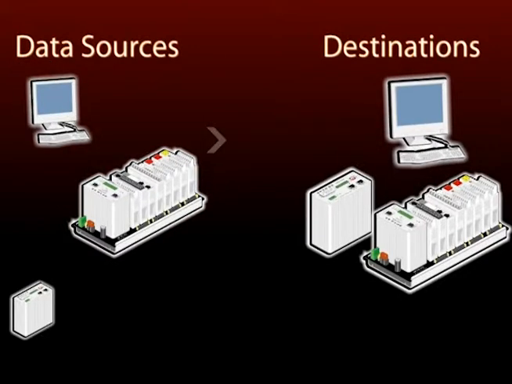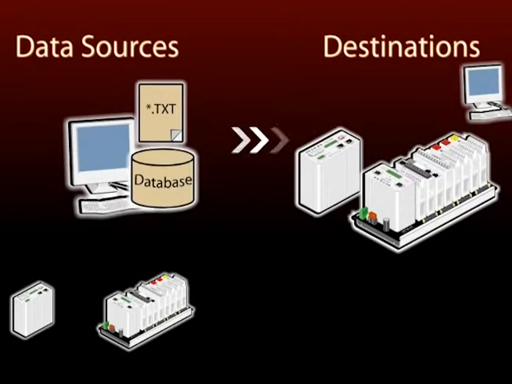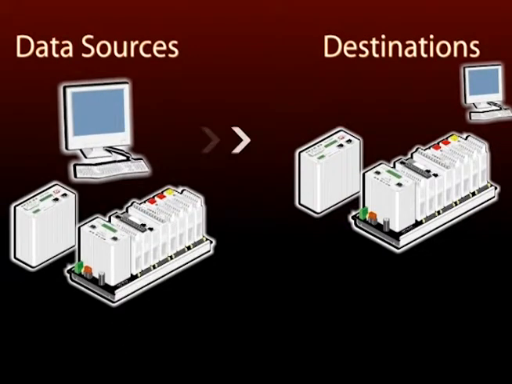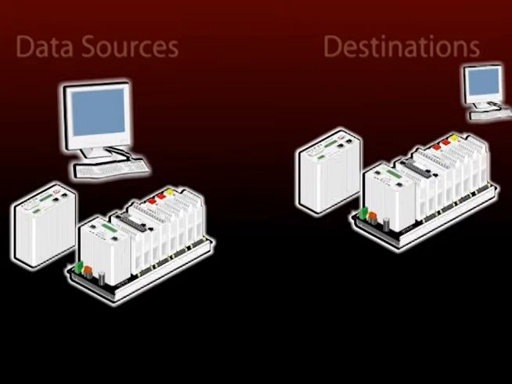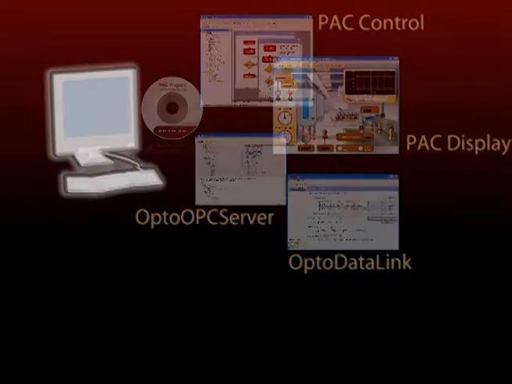Or perhaps you want to send a recipe file, or set points from a database, or variable values in a PAC Control strategy to another SNAP PAC controller. All of these things are easy to configure using OptoDataLink. OptoDataLink is included with Opto 22's PAC Project Professional software suite, or if you're using free PAC Project Basic, you can purchase OptoDataLink separately.